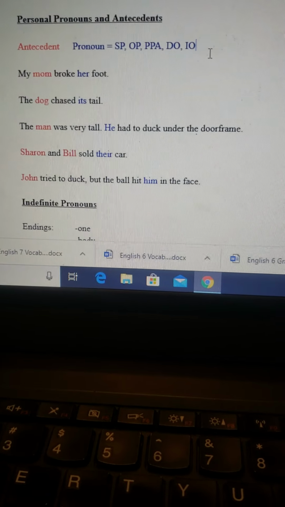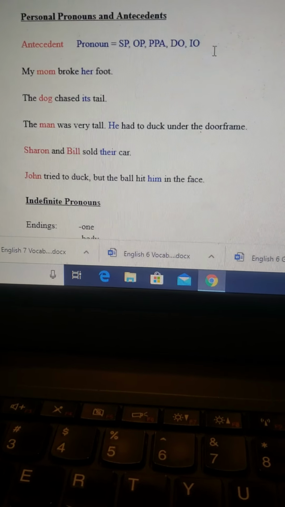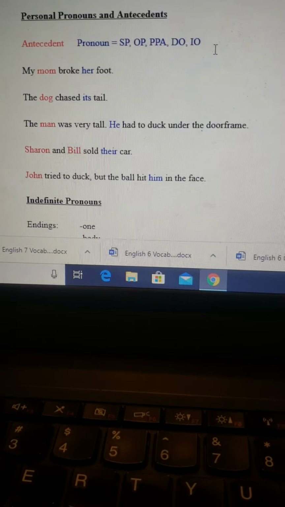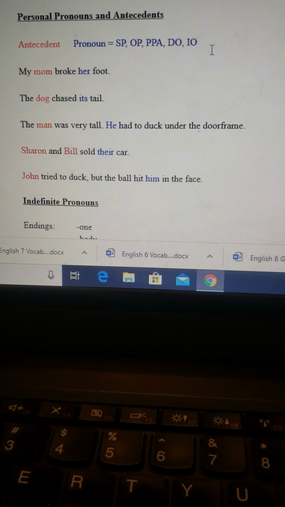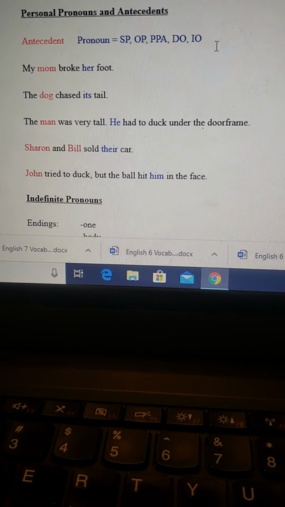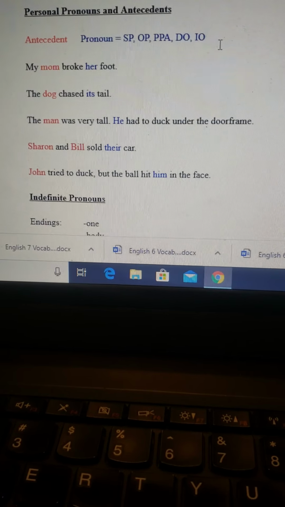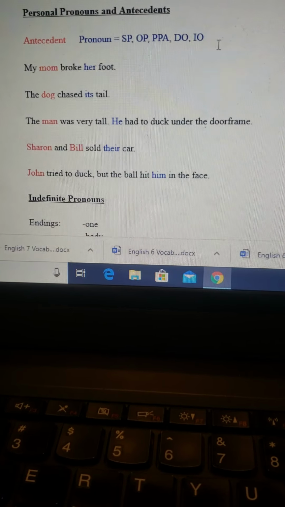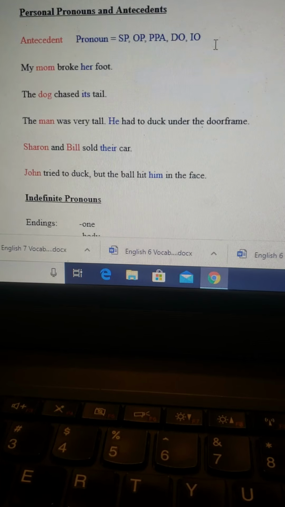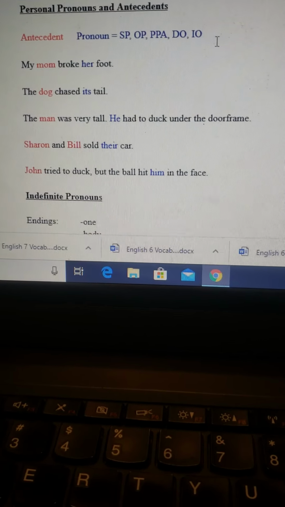And then I've got a compound sentence in number 5. John tried to duck, but the ball hit him in the face. So him is the direct object in the sentence. It's who's being hit or what's being hit. Whom is being hit is technically the correct English. Me being an English teacher, I should say that. So whom is being hit by the ball? The ball is hitting whom? Him.